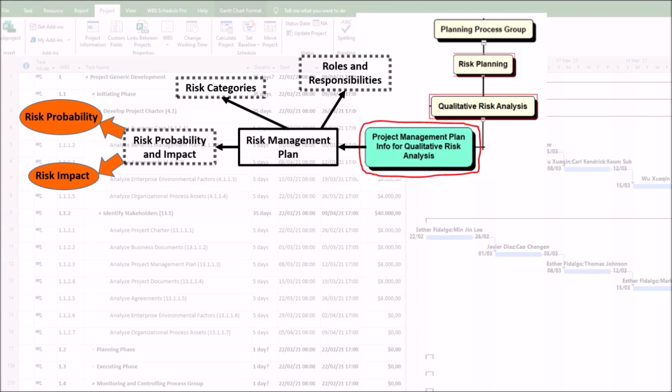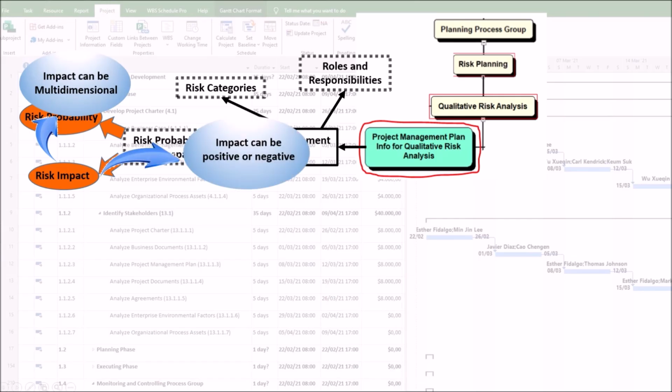The main characteristics of risk impact are: first, the risk impact is multidimensional. Impact can affect various areas including finances, time, quality, reputation, and safety. Second, the risk impact can be positive or negative. While typically negative for threats, impact can also be positive, representing opportunities.